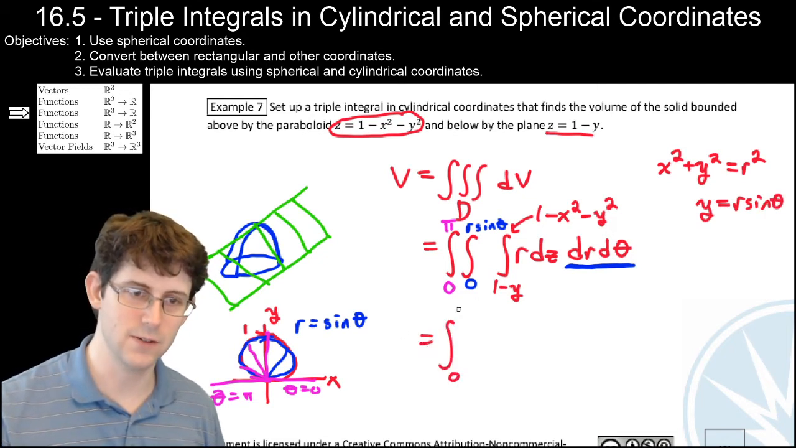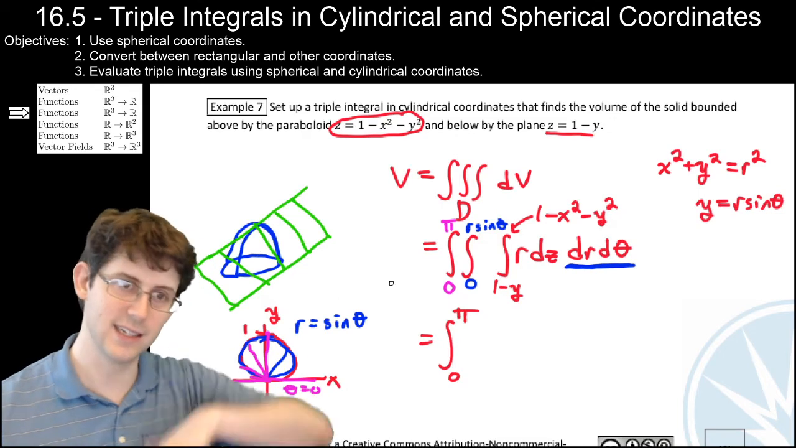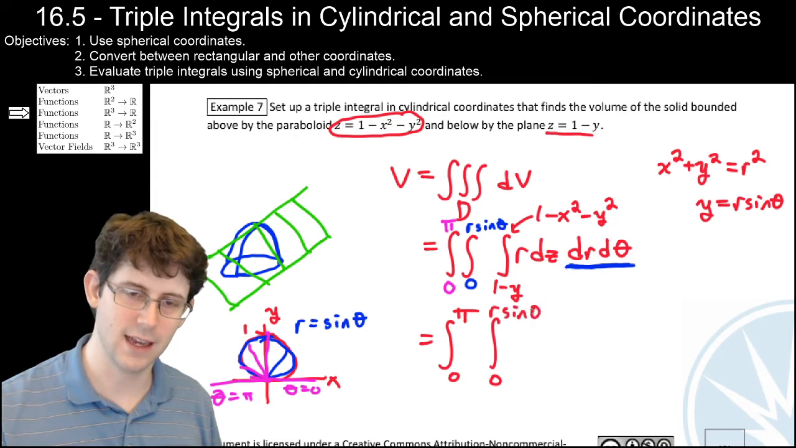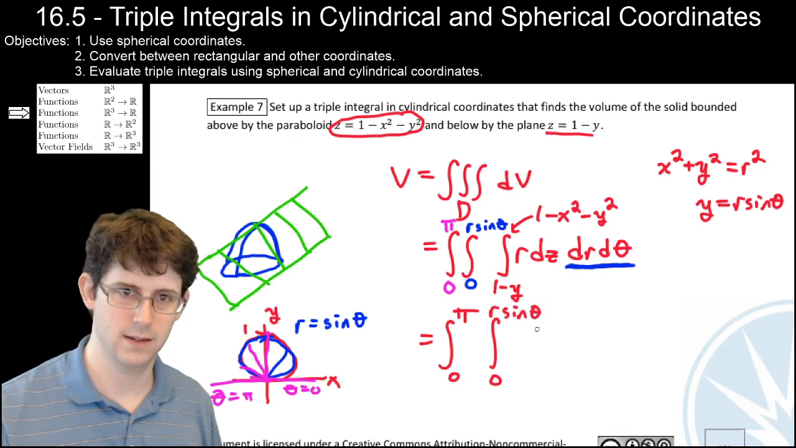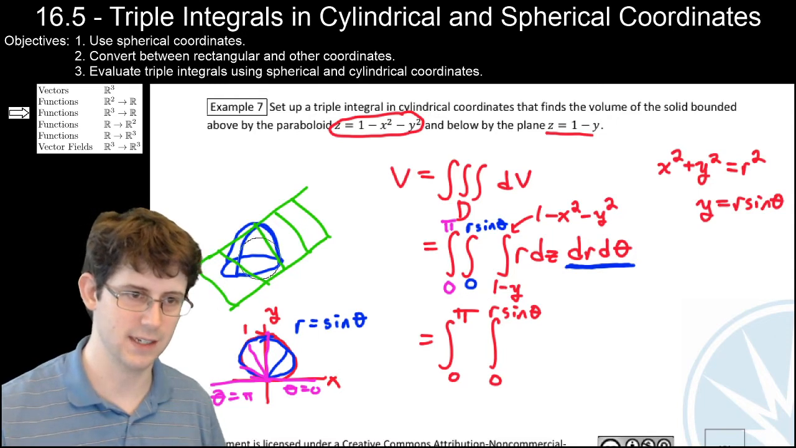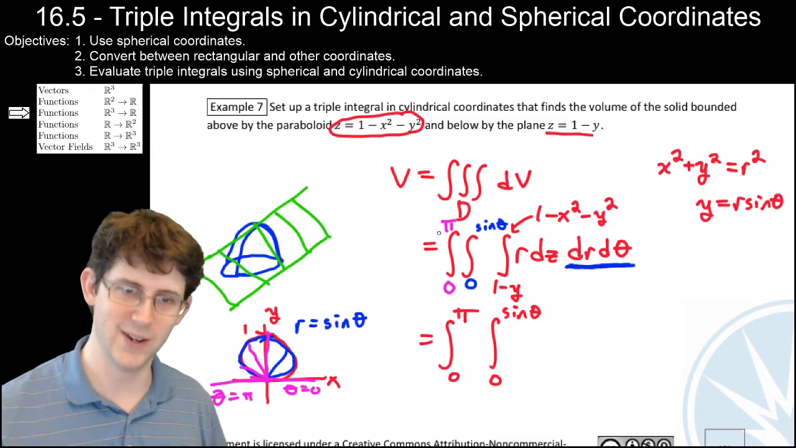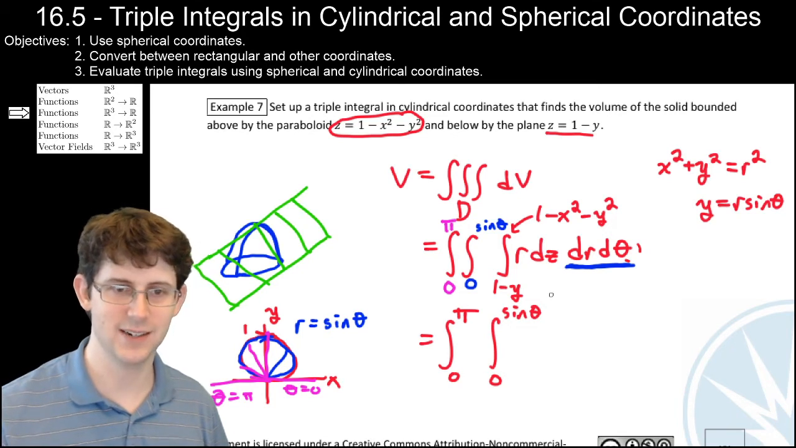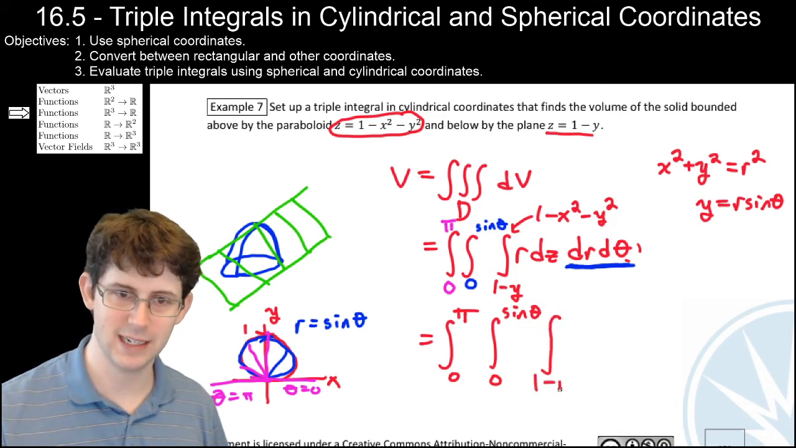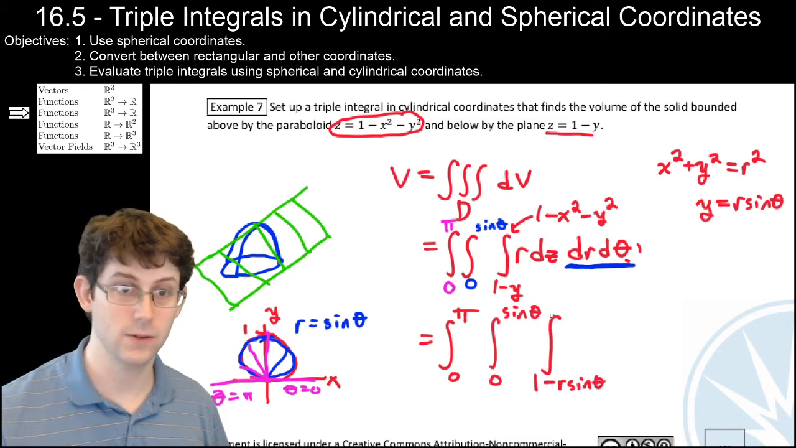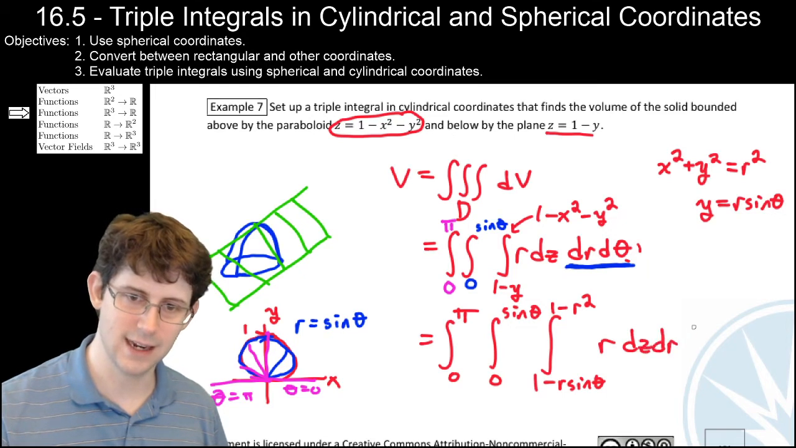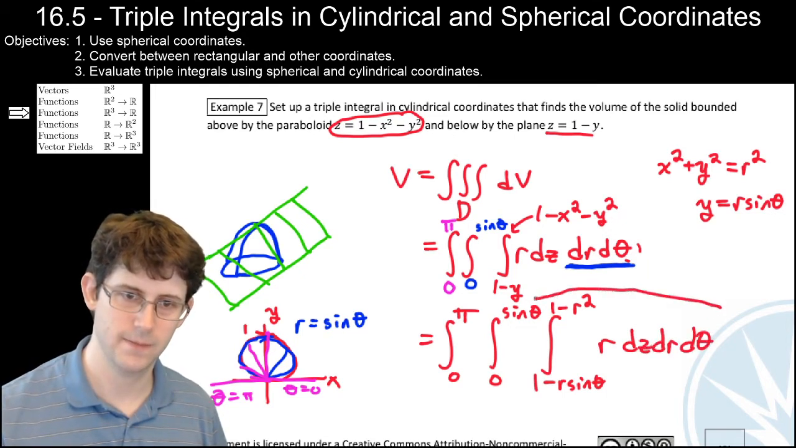So the integral I would have to do to find the volume of this weird slice in cylindrical coordinates is 0 to pi, 0 to r sine theta. What? No. r equals sine theta. The second bounds have to only depend on the outermost variable. So 0 to pi, 0 to sine theta, and then 1 minus r sine theta to 1 minus r squared of r dz dr d theta. So this is my setup.